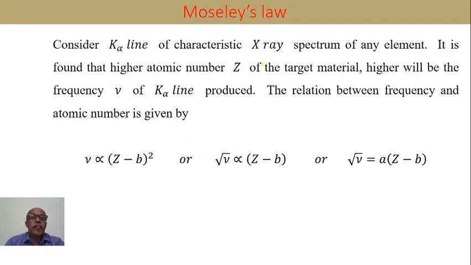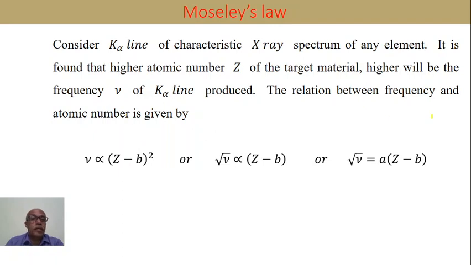So if you consider a K alpha line of characteristic X-ray of any element for that matter, it is found that higher the atomic number of the target material, higher will be the frequency of K alpha line produced. We are considering K alpha of characteristic X-ray, and that depends on Z. If Z is more, then the frequency of K alpha line is more. If Z is less, the frequency of K alpha line is also less. Therefore, there is a direct relation between Z and nu, frequency and atomic number.